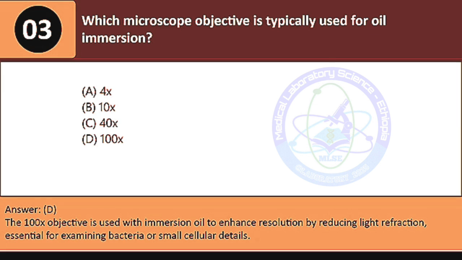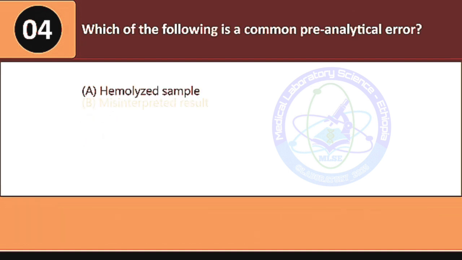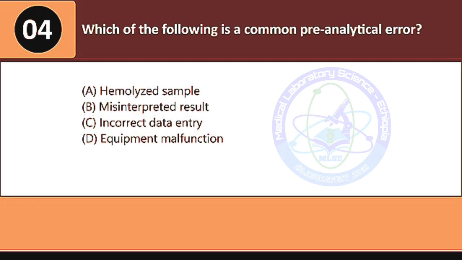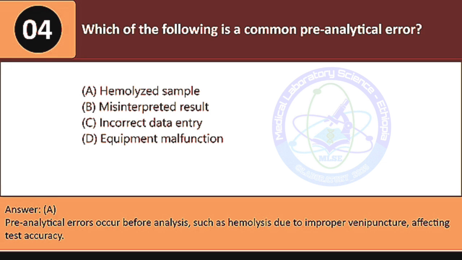Which of the following is a common pre-analytical error? A. Hemolyzed sample. B. Misinterpreted result. C. Incorrect data entry. D. Equipment malfunction. Answer A. Pre-analytical errors occur before analysis, such as hemolysis due to improper venipuncture, affecting test accuracy.